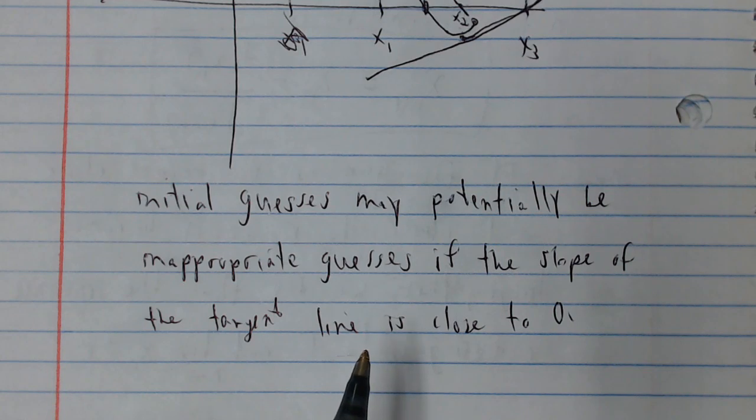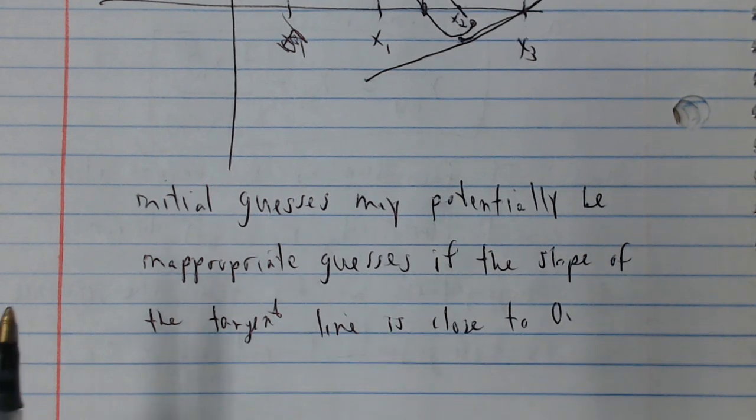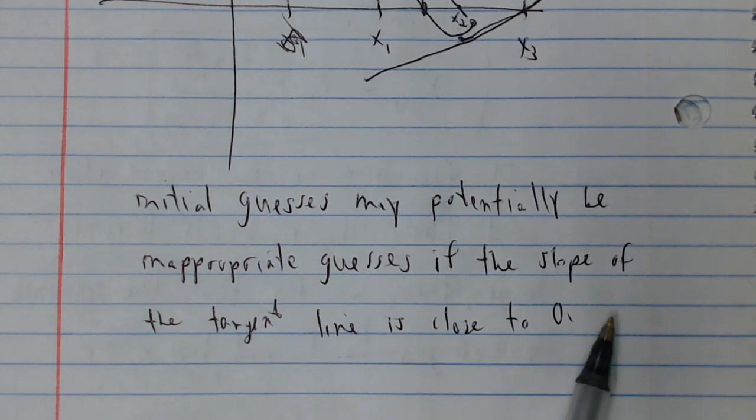Okay, so the steeper the line, usually the better off we are. Especially if the slope of the tangent line is exactly 0, you definitely have to start over again. But even if you get slopes that are close to 0, you might want to proceed with caution, or maybe pick another initial guess. Because it's not that difficult to take another guess.